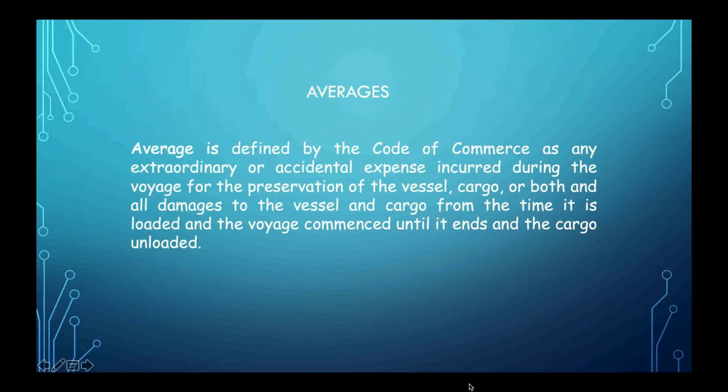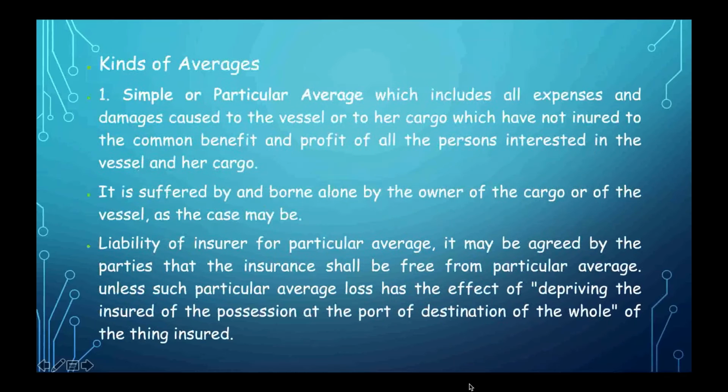Our next topic is about averages. Average is defined by the Code of Commerce as any extraordinary or accidental expense incurred during the voyage for the preservation of the vessel, cargo, or both, and all damages to the vessel and cargo from the time it is loaded and the voyage commences until it ends and the cargo unloaded.